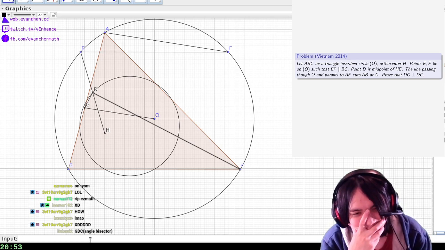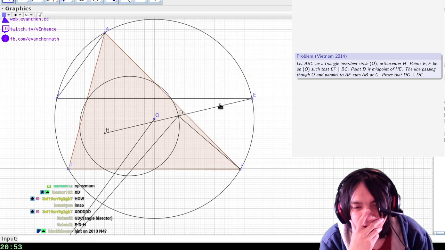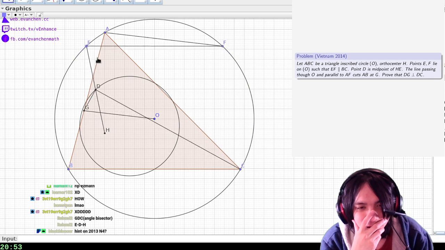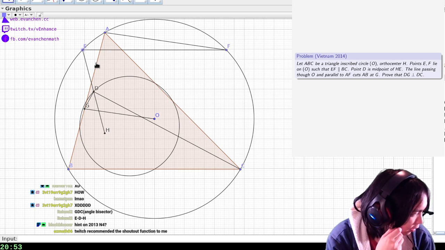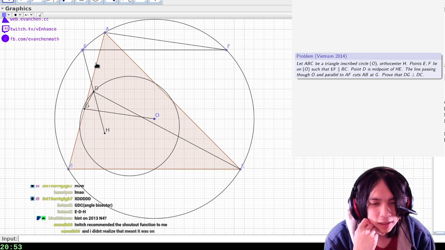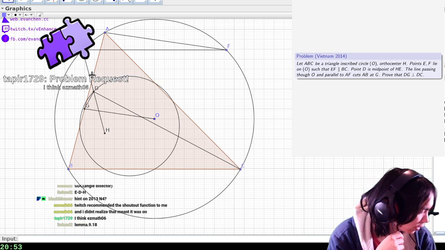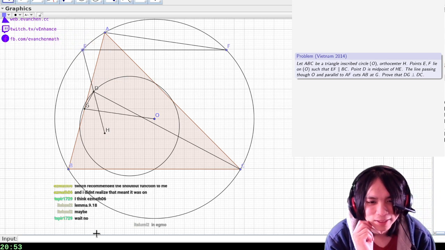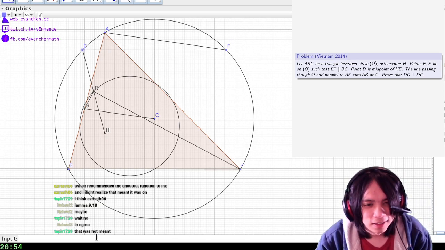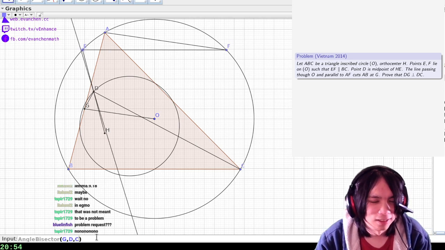Yeah, what do I do with that right angle though? That right angle looks so random. Oh wait, is that an angle bisector? Wait, is that actually an angle bisector? Oh no, let's try.